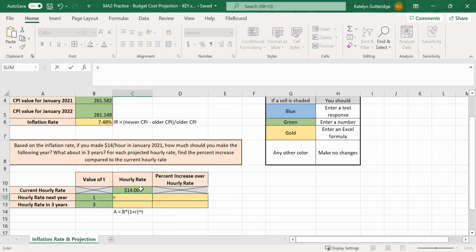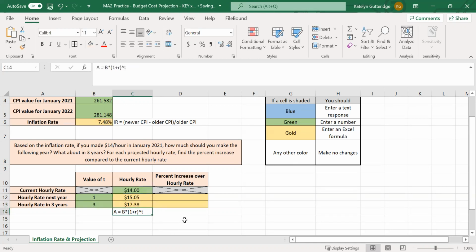So I'm going to start with that equal sign, click on that 14, type a star, type that parenthesis, 1 plus, click on that inflation rate percent, close the parenthesis, do my exponent key, and then click on the 1 for time, and then hit enter. And then I'm going to do this one more time, but I'm going to change that T to be the 3 instead of 1. All right, so what we are predicting here is if our rate, our $14 an hour, were to increase by 7.48%, if it were to match that inflation rate, after 1 year, we should be making $15.05 an hour. After 3 years, we should be making $17.38 an hour.